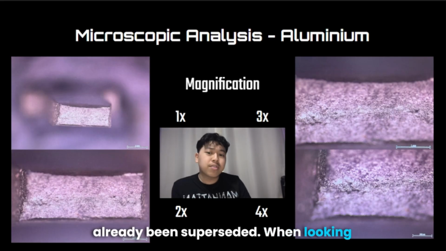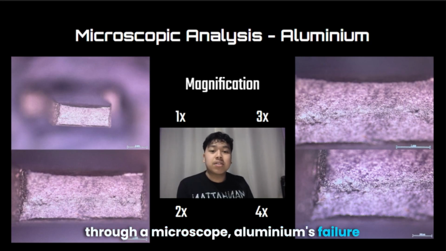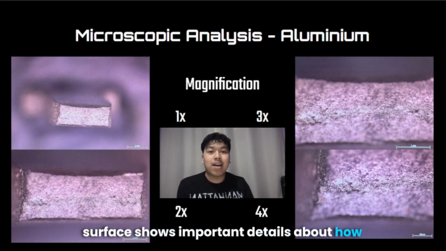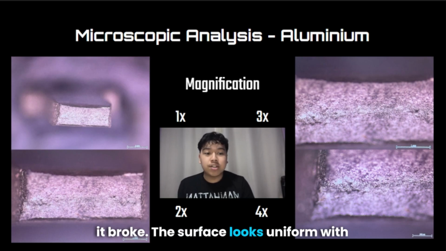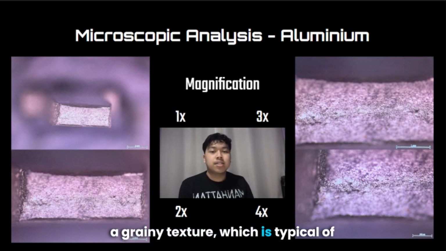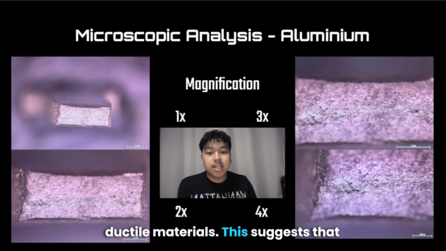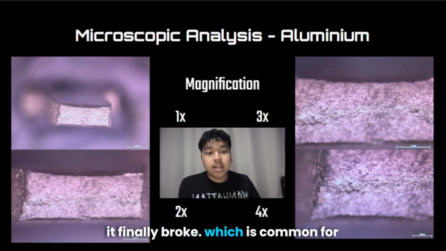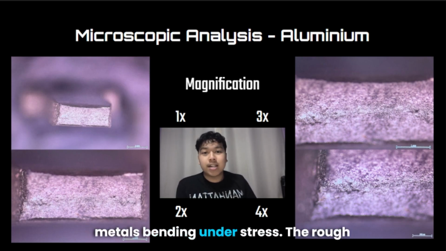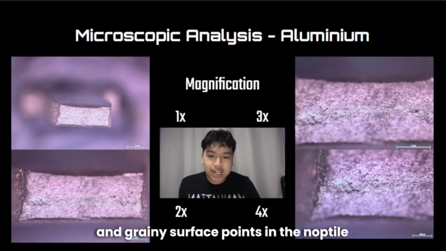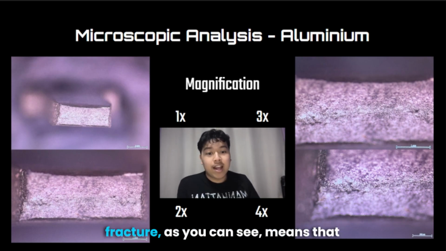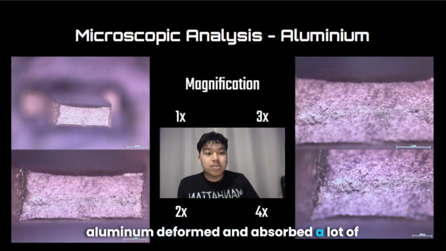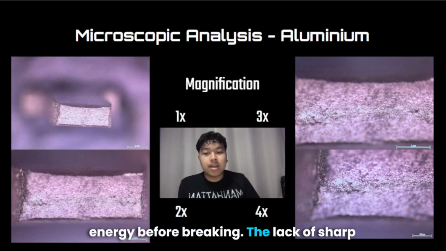been superseded. When looking through a microscope, aluminium's failure surface shows important details about how it broke. The surface looks uniform with a grainy texture, which is typical of ductile materials. This suggests that aluminium stretched and bent a lot before it finally broke, which is common for metals bending under stress. The rough and grainy surface points to ductile fracture, which means that aluminium deformed and absorbed a lot of energy before breaking.